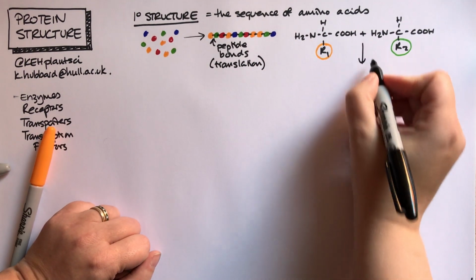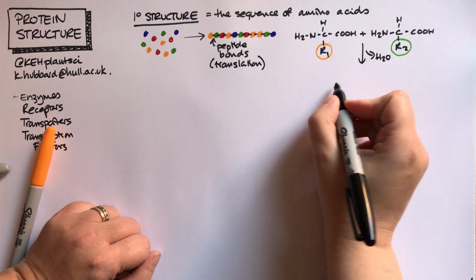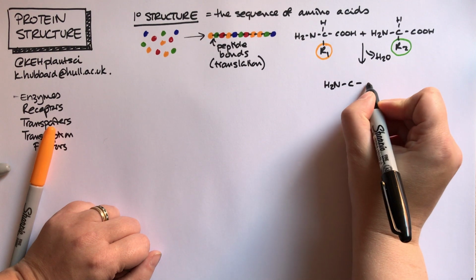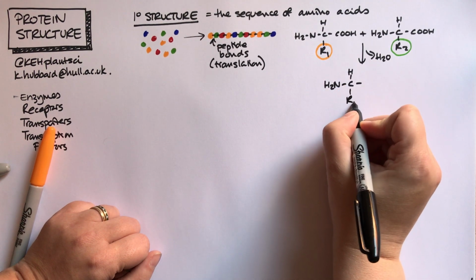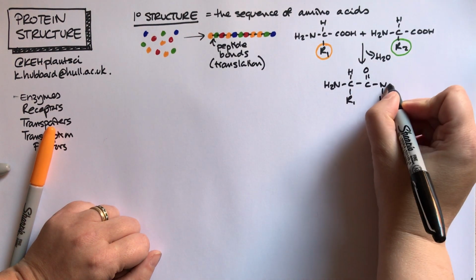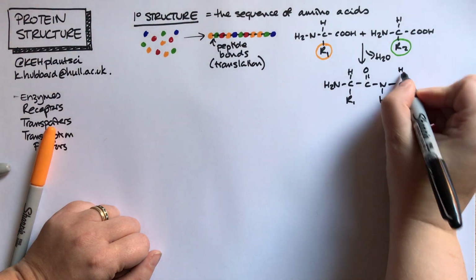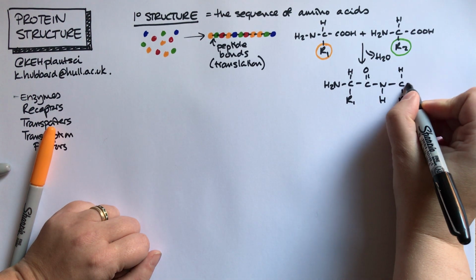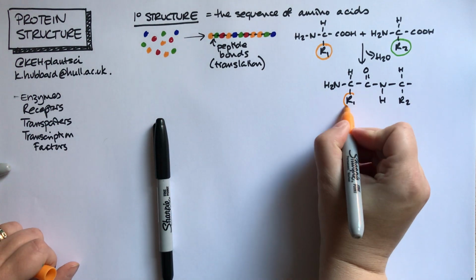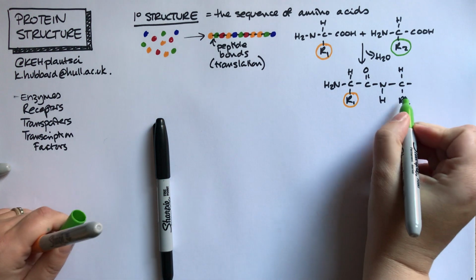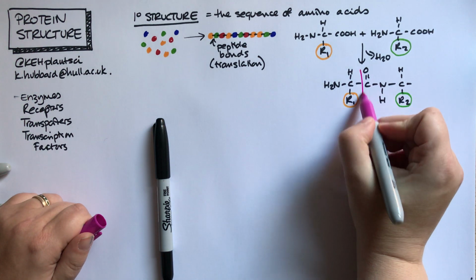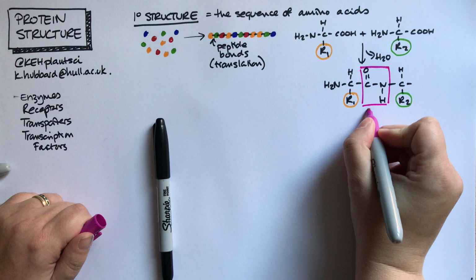When they come together, we lose a molecule of water and we form a bond. So we've got H2N, C, H, there's the R group, then we've got C, double bond O, N, H, C, and there's the R group sticking on there. That is the orange one and the green one from my chain over here, and what we formed in the middle is the peptide bond.